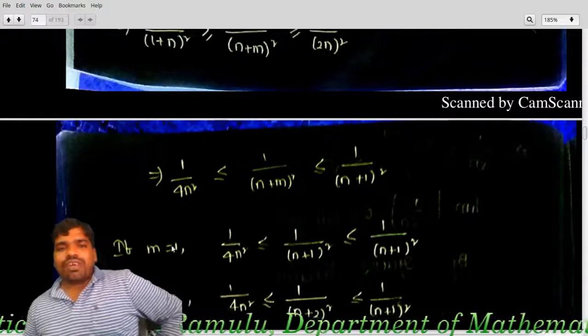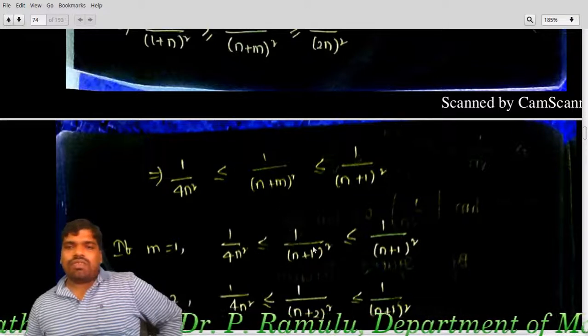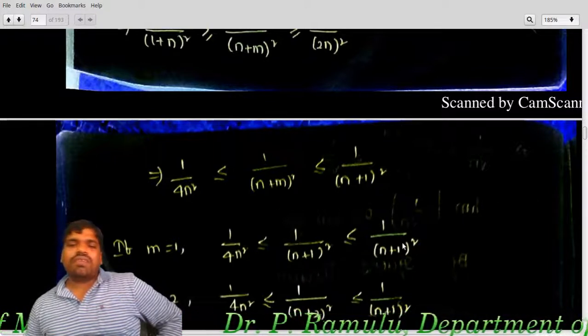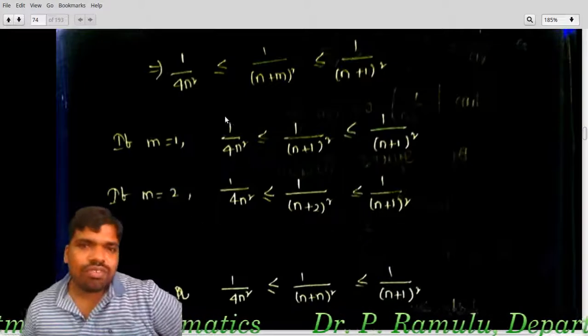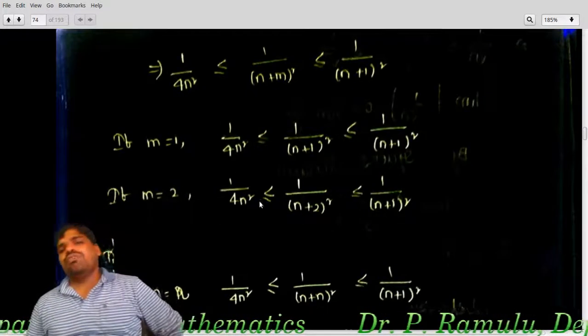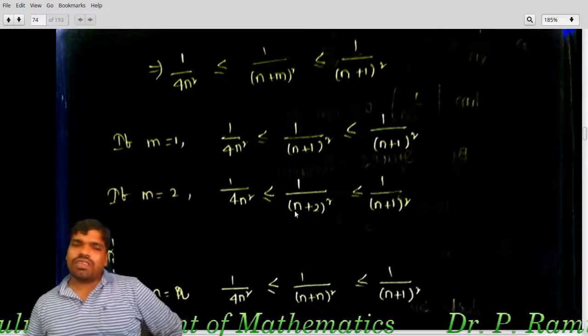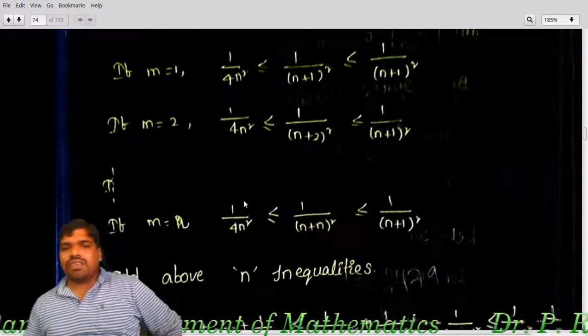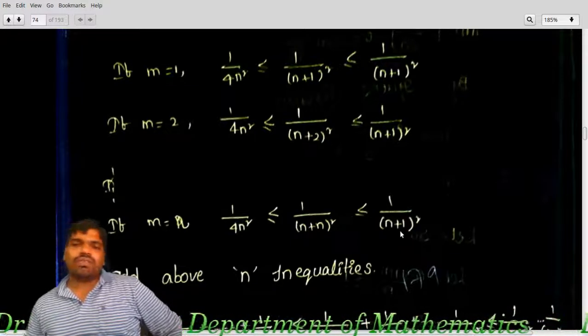If m is equal to 1, then 1 by 4n square is less than or equal to 1 by (n plus 1) whole square, which is less than or equal to 1 by (n plus 1) whole square. If m is equal to 2, 1 by 4n square is less than or equal to 1 by (n plus 2) whole square, which is less than or equal to 1 by (n plus 1) whole square. If m is equal to n, 1 by 4n square is less than or equal to 1 by (n plus n) whole square, which is less than or equal to 1 by (n plus 1) whole square.